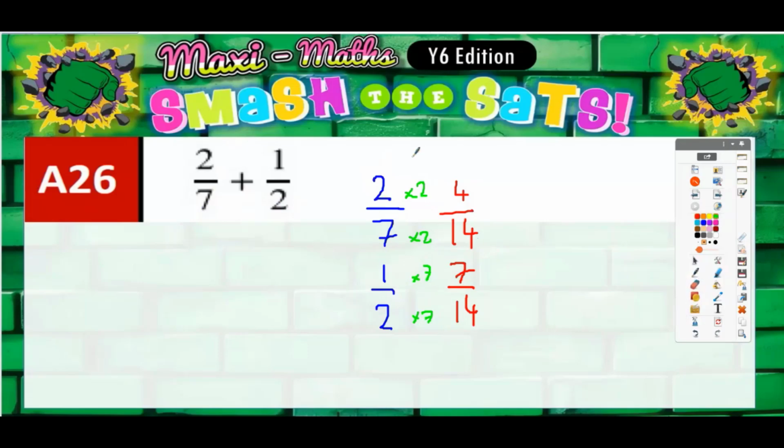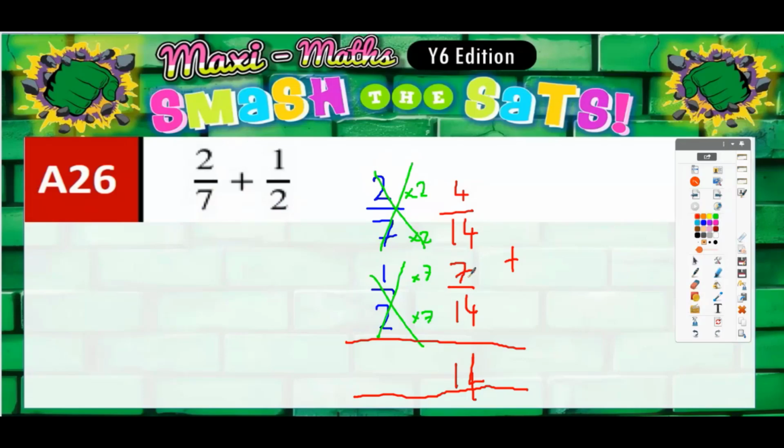That means we don't actually need the original fractions anymore, so we can cross those out and just go with our new fractions, which have now got a common denominator. If your common denominator is 14ths, that means your denominator in your answer is also going to be 14ths. But we've got 4/14 and 7/14.